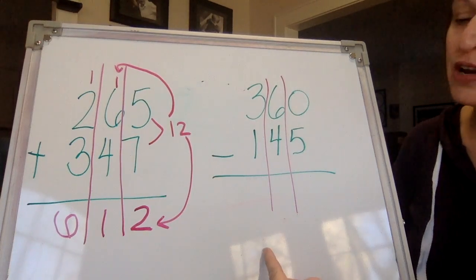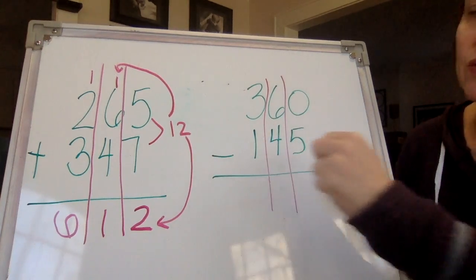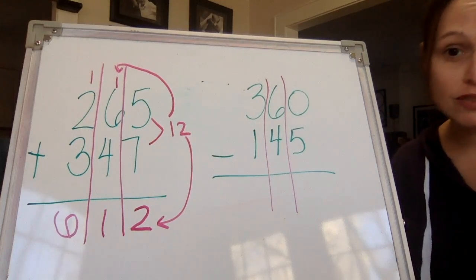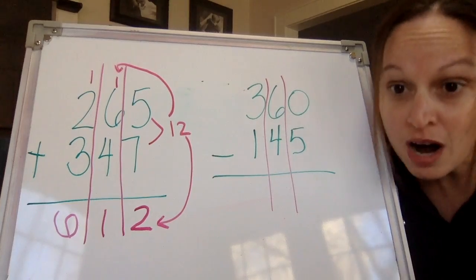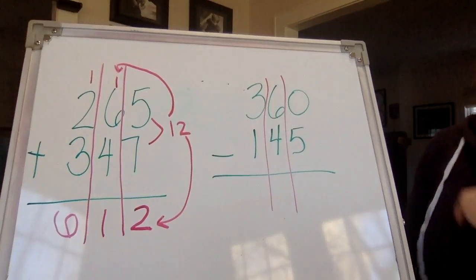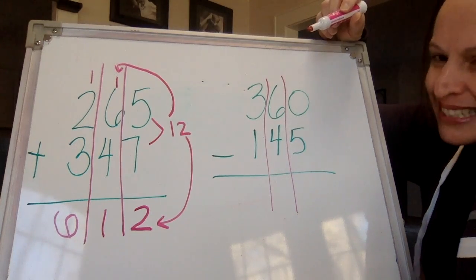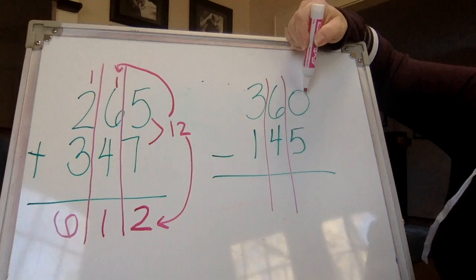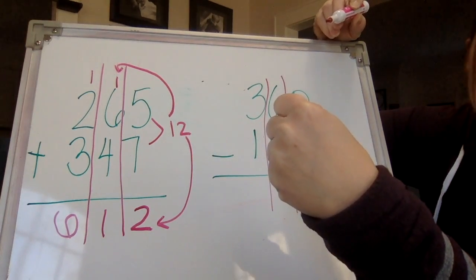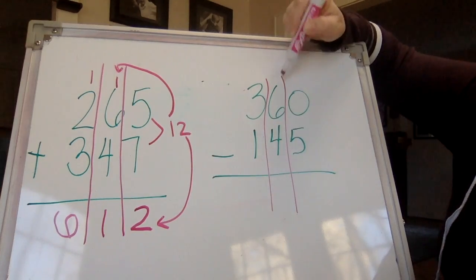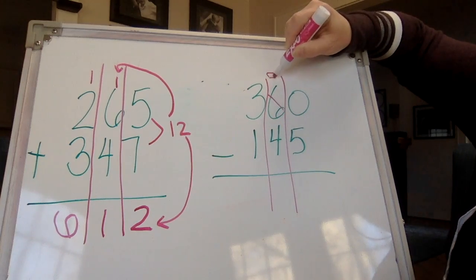All right, let's move over here to our next problem. 360 minus 145. If you look at this and just assume it's adding and start adding, you're going to get it wrong. So make sure you're looking at the operation. Okay, let's go. We're going to start in our ones column. I have 0 minus 5. If I have 0, do I know how to take 5 away from it? I do not know how to do that yet. So I'm going to have to come over to my tens. I'm going to cross off the 6 tens and make it 5 tens.